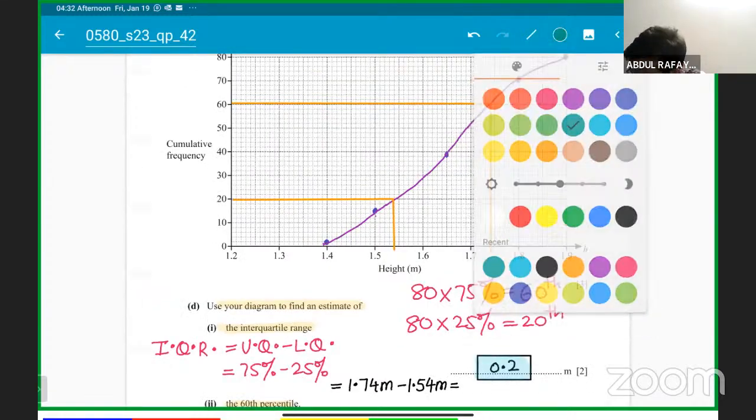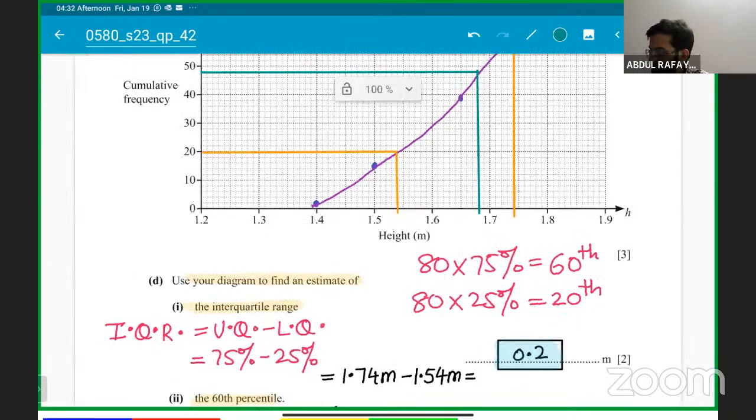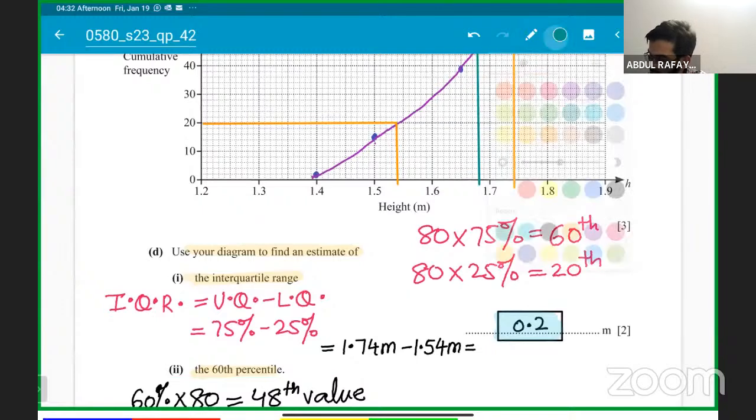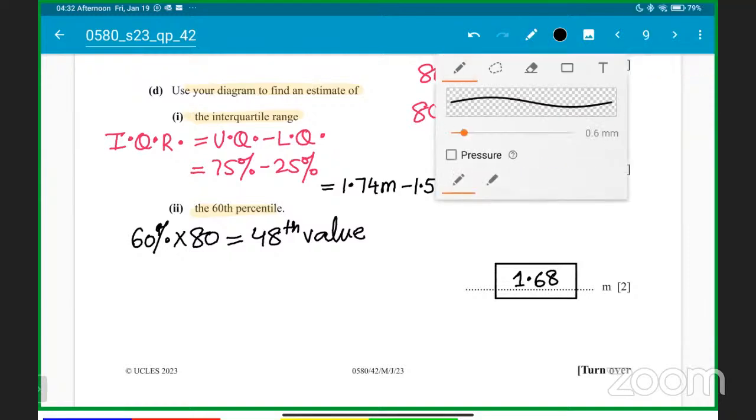Everyone clear, following? So 48 will be here only, and that will be 1.65, 66, 67, 68. So 1.68 is the answer for the value. Okay, understood? Clear on this? Any problem, any issues? Clear? No, sir.